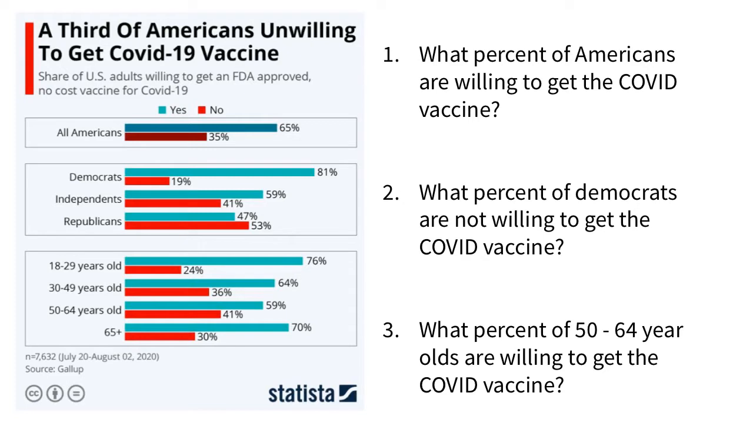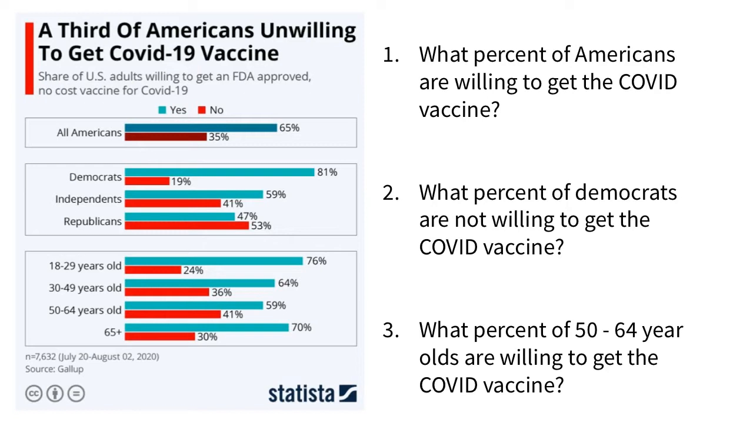So let's first look at this graph. This graph is talking about the number of Americans who are willing or unwilling to get the COVID-19 vaccine. So we need to look at this and see that there are percentages for each of these categories and that there are different parameters like all Americans, Democrats, Independents, Republicans, and then age groups. So we first need to look at this question. It says, what percent of Americans are willing to get a COVID vaccine?